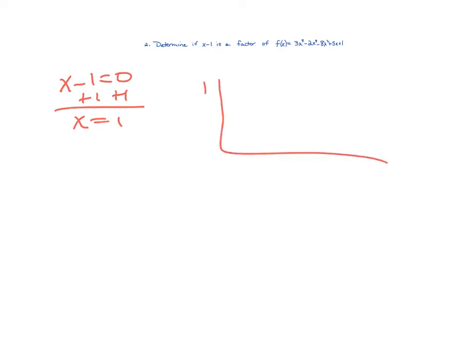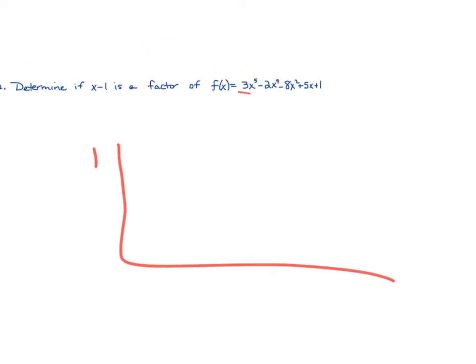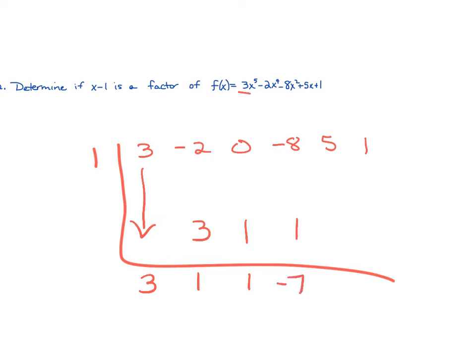Same thing. Again, you're going to set x minus 1 equal to 0. So the x we're going to use is going to be a positive 1. Get all your coefficients here. So the 3, the negative 2. I don't have an x cubed. I've got an x squared. I've got an x, and I've got a constant. Drop it down. Multiply. Combine those. Multiply. Multiply, multiply.